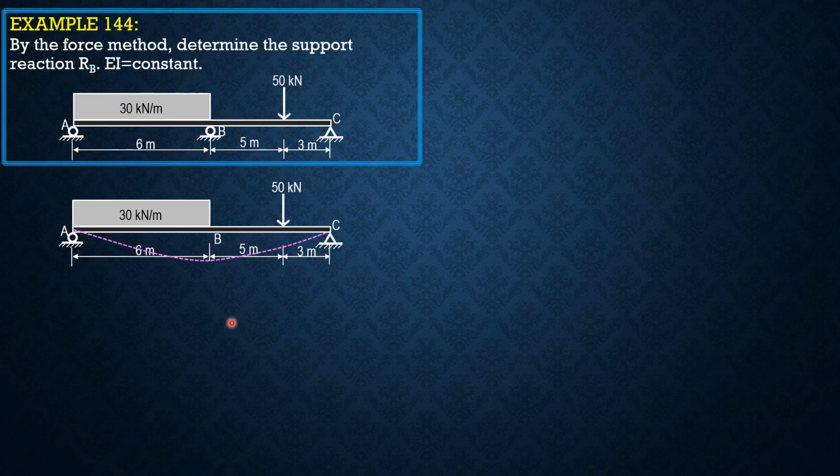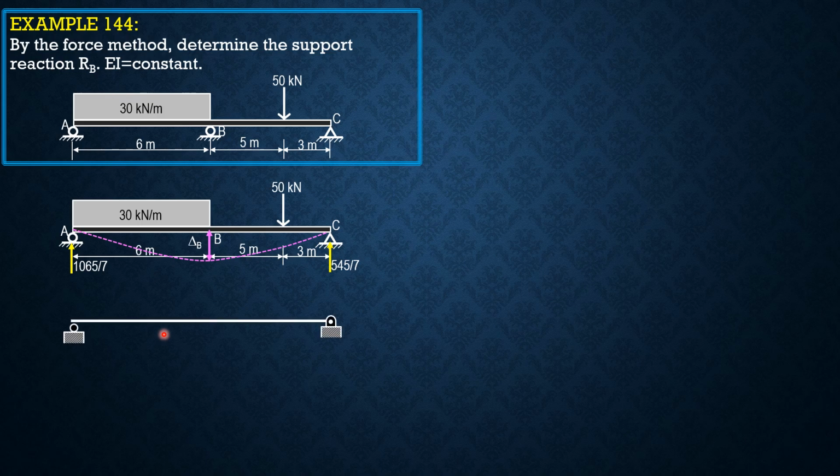shown. So from here, we can solve for the reaction at A, and it is 1065 over 7. So reaction at A times 14 equals 50 times 3 plus 30 times 6 times 11. So you can find that it is 1065 over 7. Likewise, R sub C is 545 over 7. So I will leave that to you to check by statics.